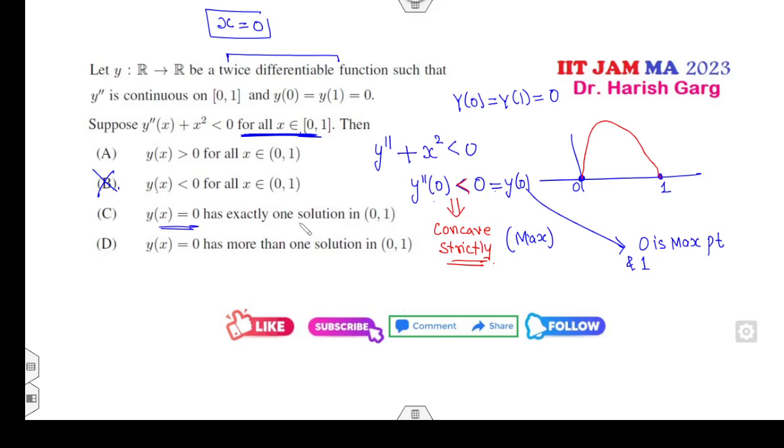Y of x is 0 exactly once in the open interval. You can see it's a strictly concave. Fine. It's a strictly concave. तो इसका मतलब ये कभी भी बीच में 0 नहीं है. Can never be more than 1. Can never be. Only right answer is A is the correct answer of the problem.